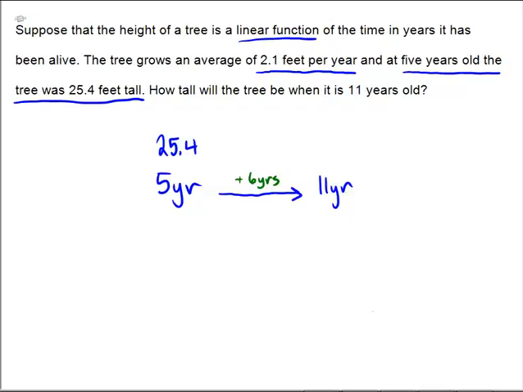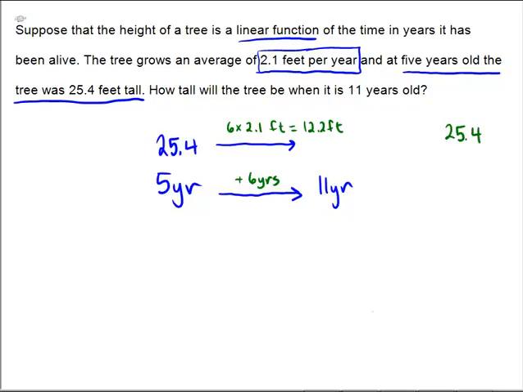So what's going to happen to the growth of the tree over that time? Well, according to the problem, we know that it grows 2.1 feet per year. So if you've changed 6 years in time, that means that you will have changed 6 times 2.1 many feet, because each year, it grows by 2.1 feet. 6 times 2.1, by the way, would be 12.2 feet.